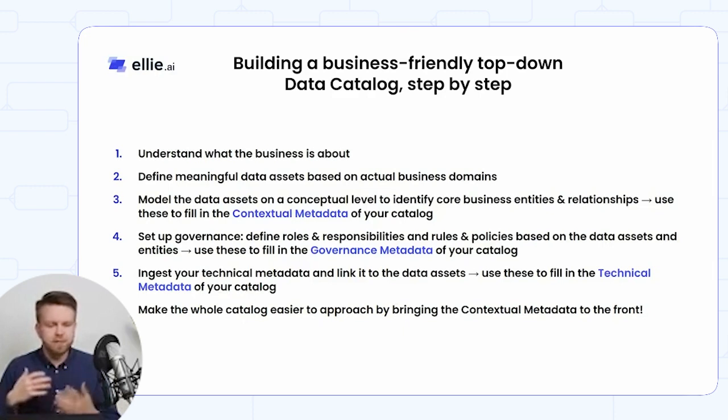And the way to make the catalog easier to approach for normal human beings is to build it so that the contextual metadata is presented up front. The catalog should not look like a list of database tables. It should look like a list of business things that you might care about. And that gives you the entry point to the rest of the metadata.